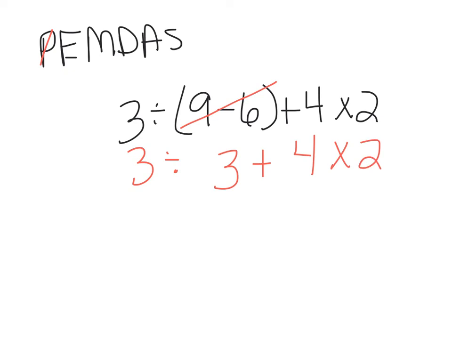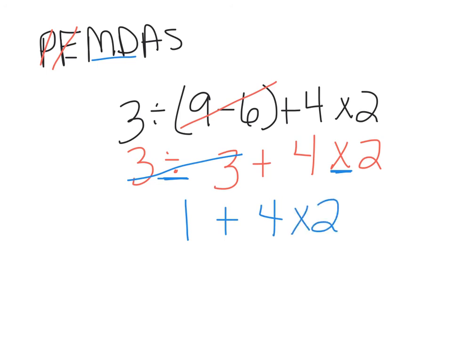So then the next thing, do we have any exponents? No way, Jose. But we have to do our multiplication and division left to right. So I do see a multiplication sign here, but this division sign comes first. So I'm going to do 3 divided by 3. 1. I did not touch a plus, I did not touch a 4, I did not touch the times, and I did not touch the 2. So I'm going to still be with my multiplication and division. I'm going to do this part. 4 times 2.